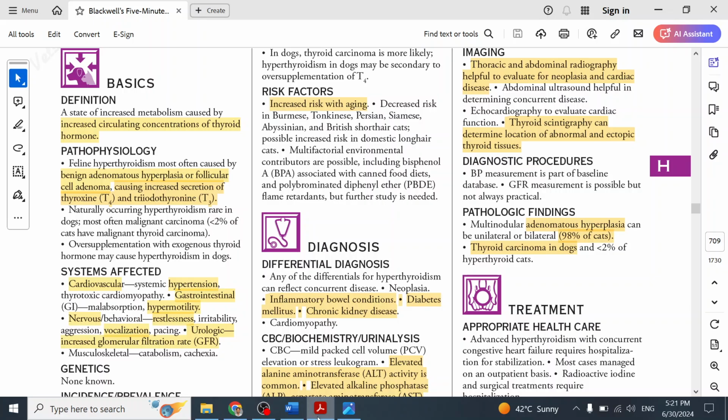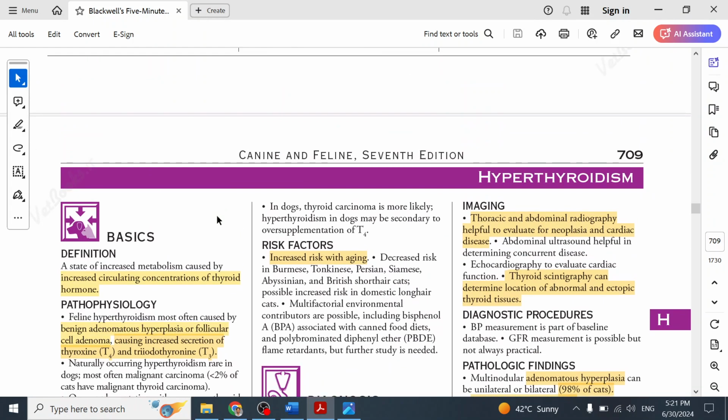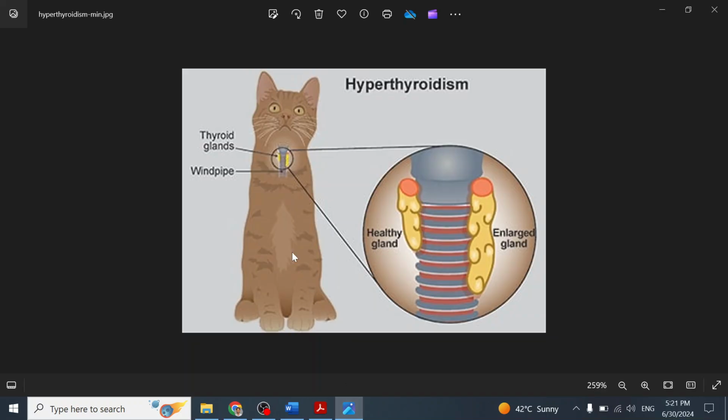Hi everyone. Today we will discuss hyperthyroidism. Hyperthyroidism. Let's have a view of thyroidism.